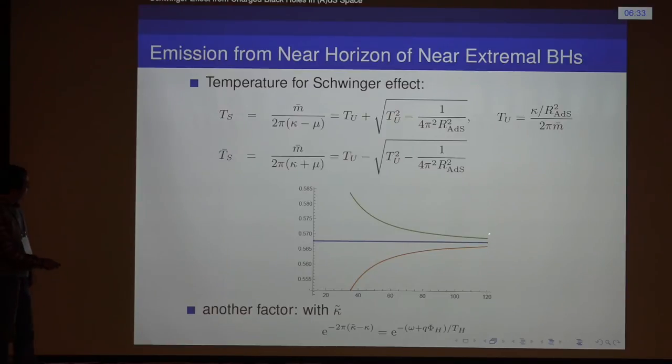But with a cosmological constant, for anti-de Sitter space, if we have a negative cosmological constant, the Schwinger temperature is increased. And if we have a de Sitter space, it is decreased. This is because in anti-de Sitter space the extremal horizon is much closer, and in de Sitter it is much farther away. So in anti-de Sitter they have a stronger electric force, and for de Sitter they have a weaker electric force. This is why the Schwinger effect is enhanced in anti-de Sitter space, but reduced in de Sitter space.